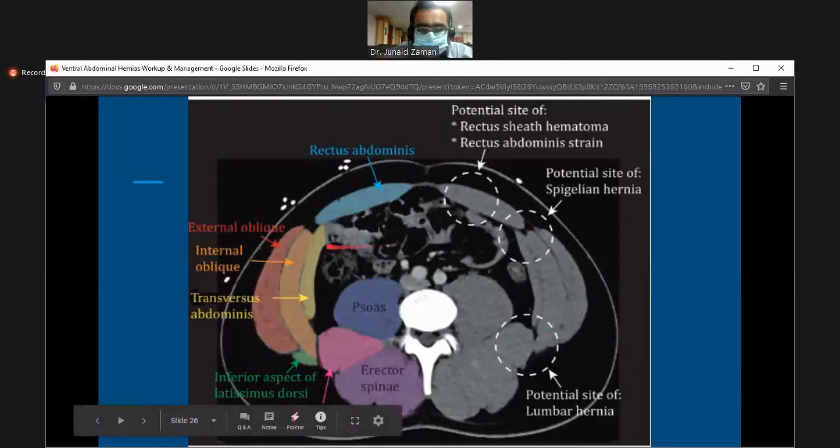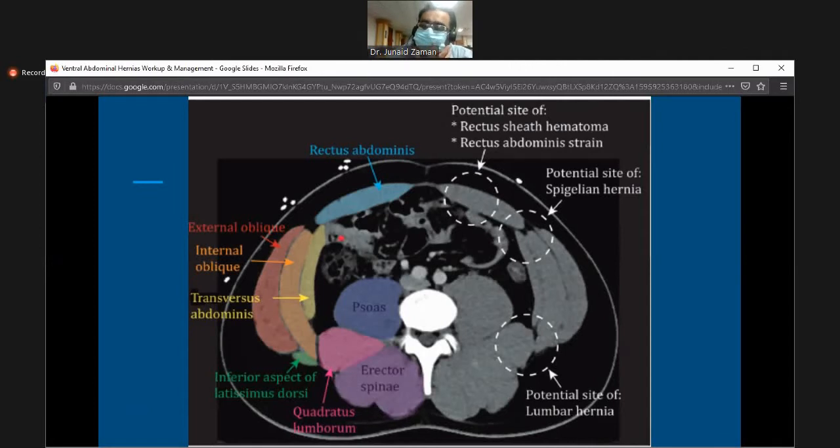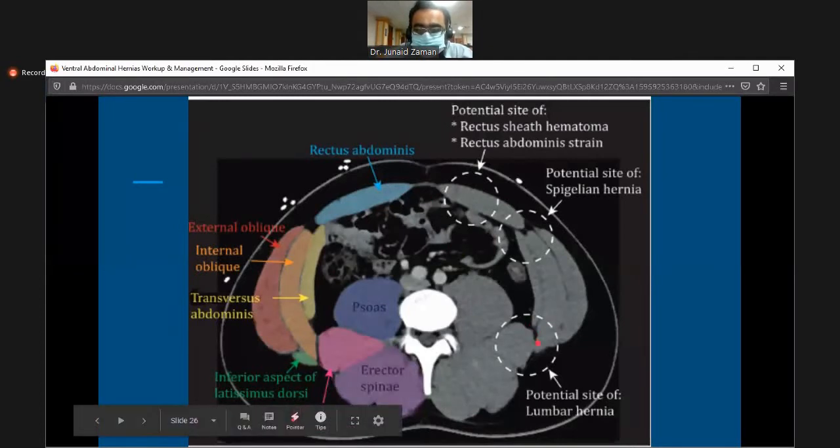And this place where the pointer is, this is the place where we have a chance of developing a Spigelian hernia. Here in the midline, we have a chance of developing umbilical hernia, paraumbilical hernia, or epigastric hernia. So defects of the linea alba can result in other things.